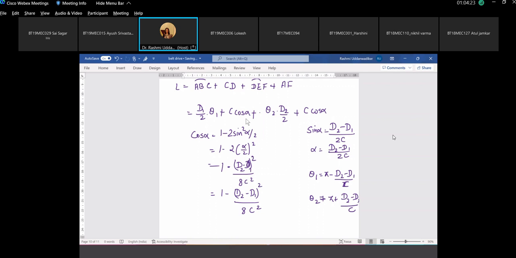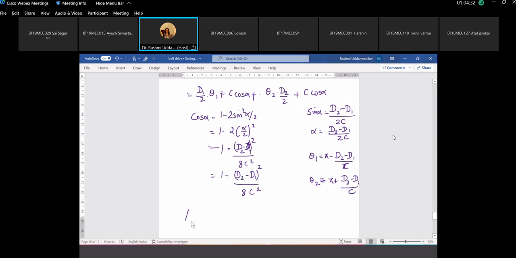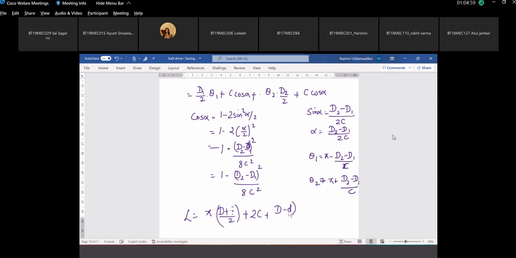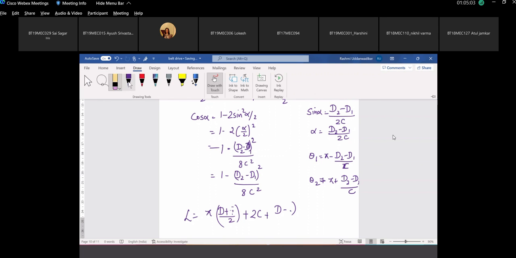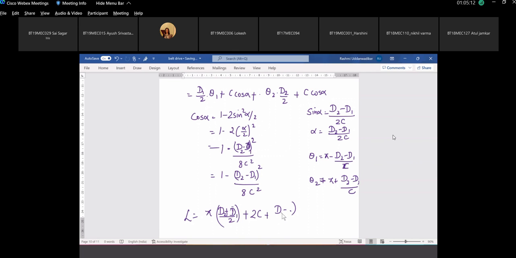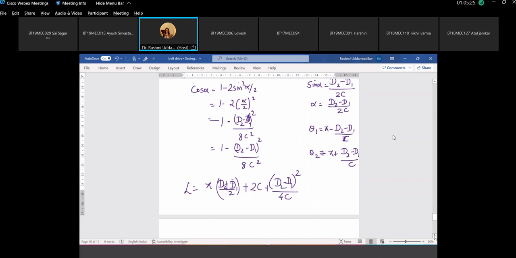And when you substitute this value of cos alpha here and theta in terms of D2 and D1, you will finally get the expression for the length of the belt L. This part you can definitely do yourself. L equals pi by 2 times (D2 plus D1) plus 2C plus (D2 minus D1) whole square on 4C. So this is the expression that you get.